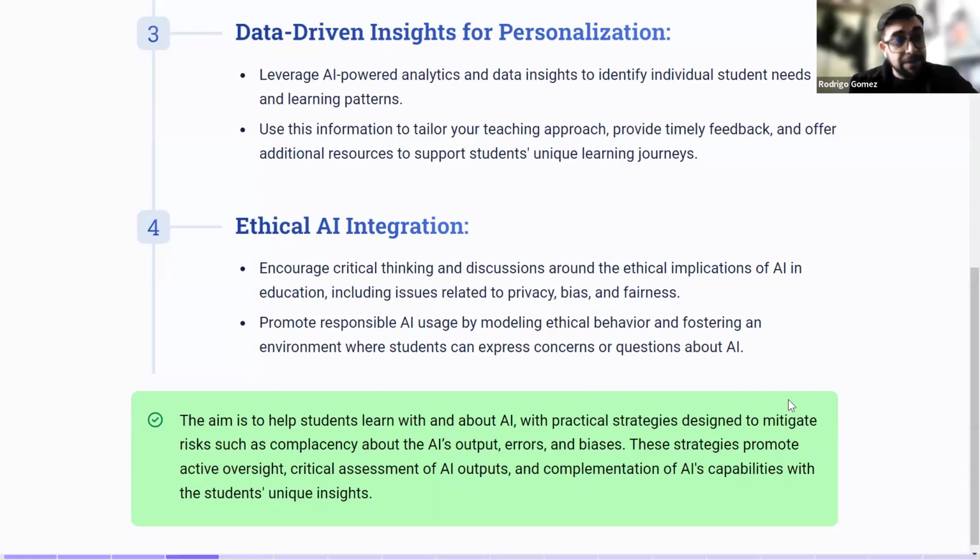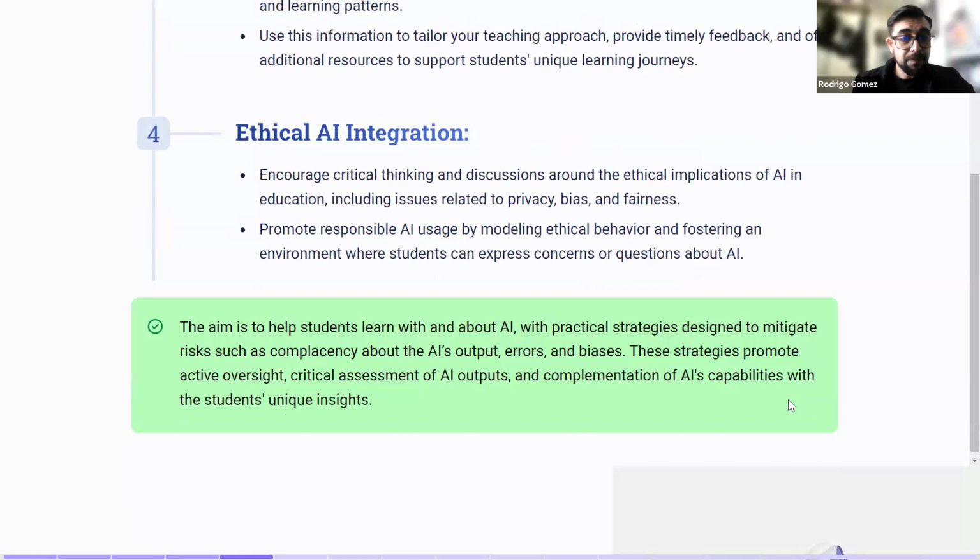Our aim, I believe, should be to help students learn about AI and learn with AI, with practical strategies designed to mitigate risks. And there are risks, of course. So we've talked about those at length, and we can continue to talk about them. We must continue to talk about them, but there are ways of addressing them, is the key idea here.